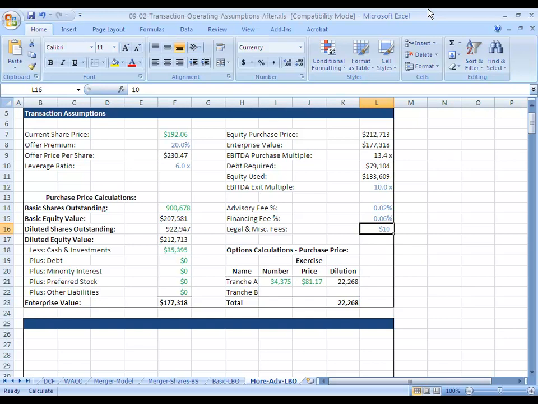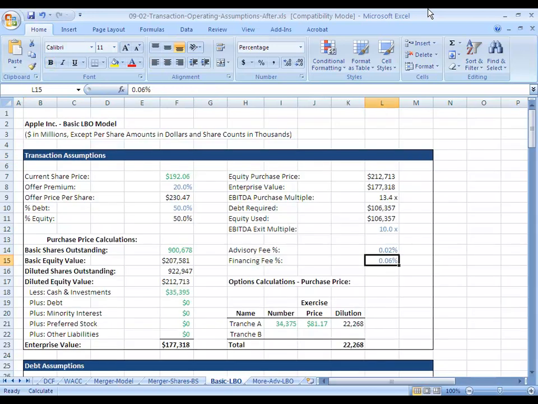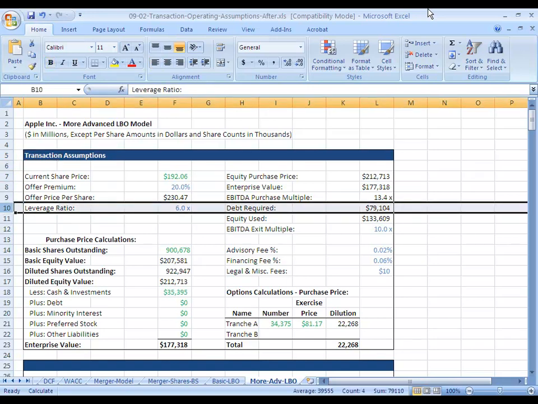You pick an absolute number for the legal and miscellaneous fees, and then you make the advisory and financing fees a percentage of the deal value or the debt value. So that's how we set up our basic transaction assumptions for this more advanced LBO model. Again, very similar for the most part to what we saw in the more basic LBO model. There are only a few differences here, but the differences we do have are quite important, especially the leverage ratio here, setting it up like that versus assuming that the purchase price is a certain percent debt and a certain percent equity.